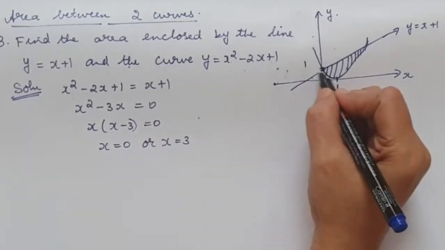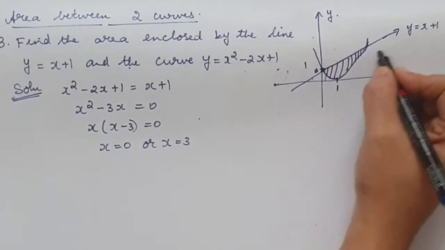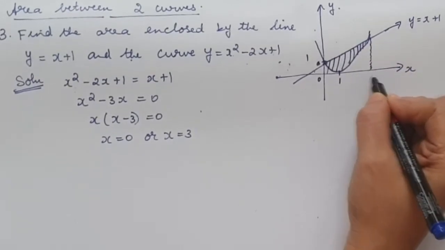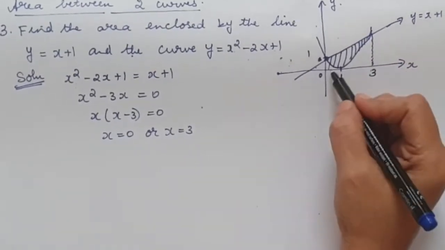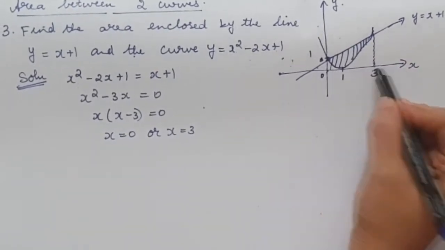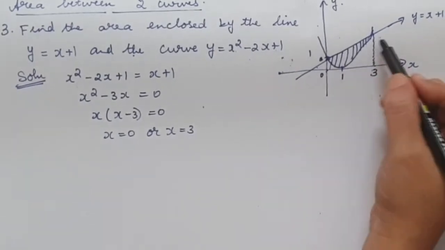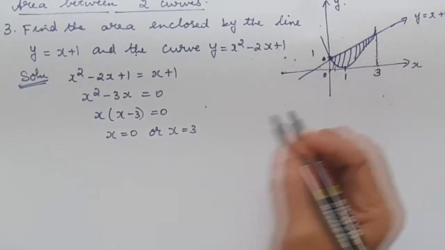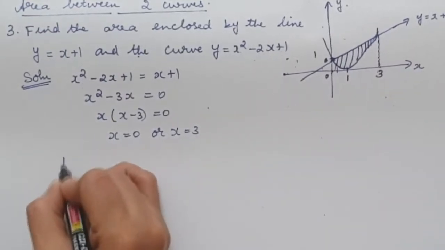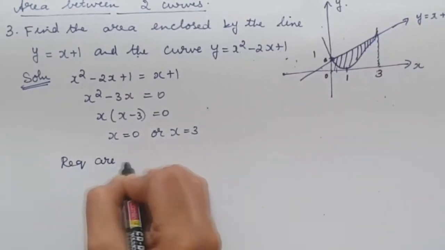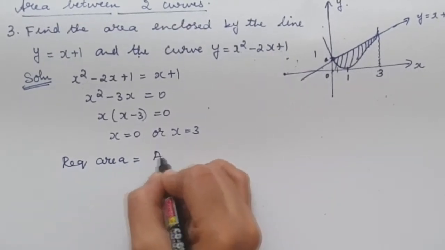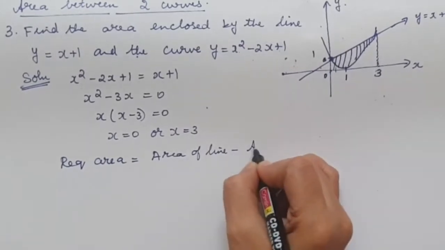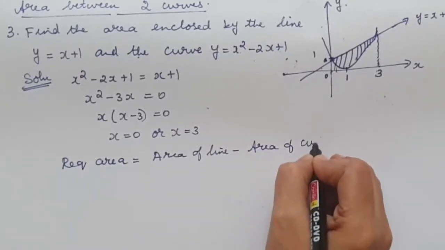The value for x is 0. This point is where x is 0. And in the same way, the point of intersection over here is 3. So we need to find the area from 0 to 3. Now in order to do that, we need to find the area of the line minus the area of the curve, which will be our required area. So required area will be equal to area of line minus area of curve.